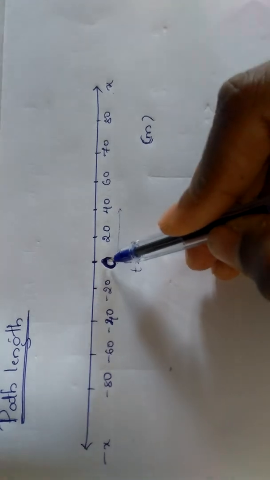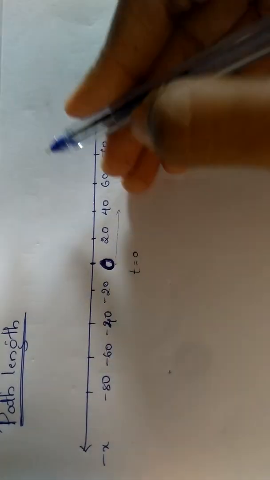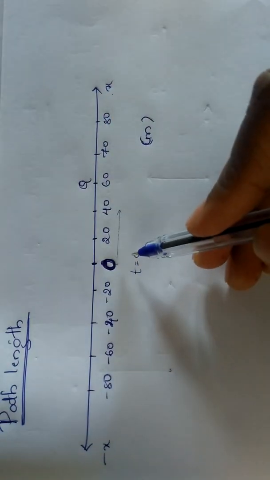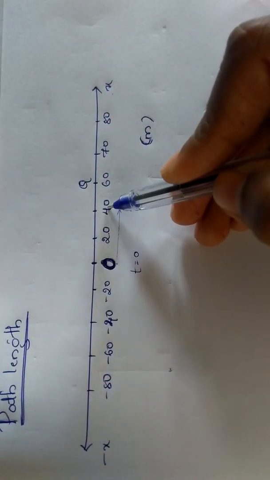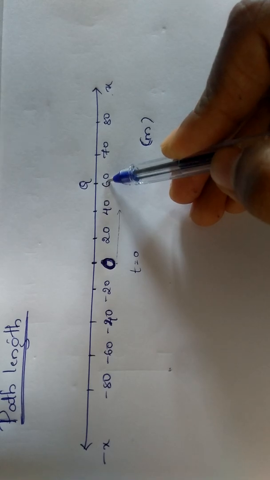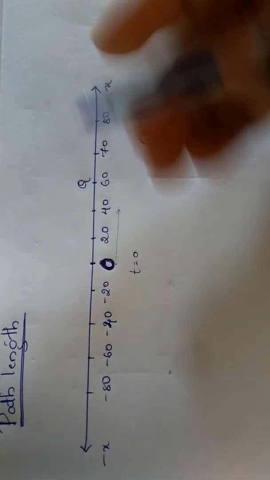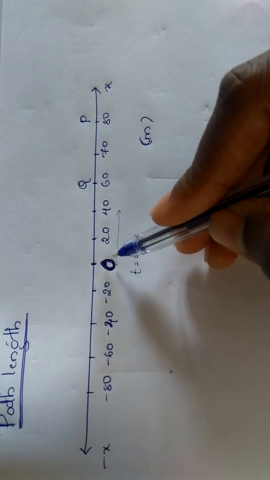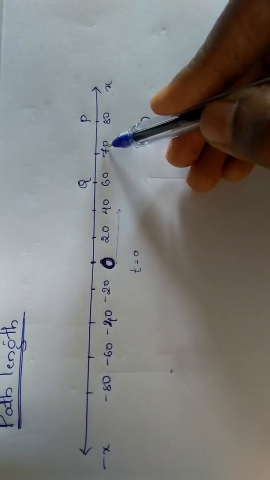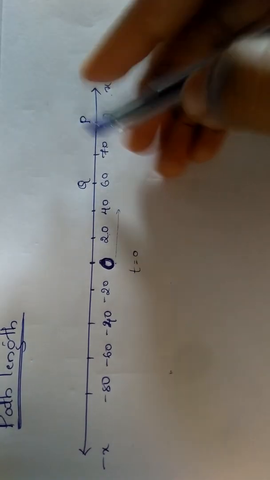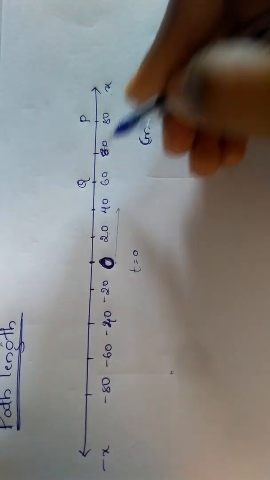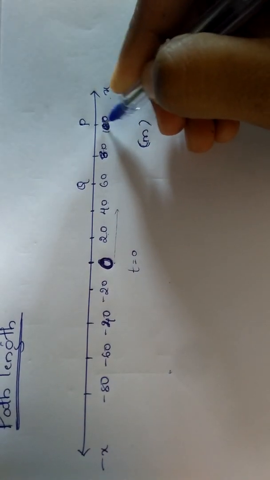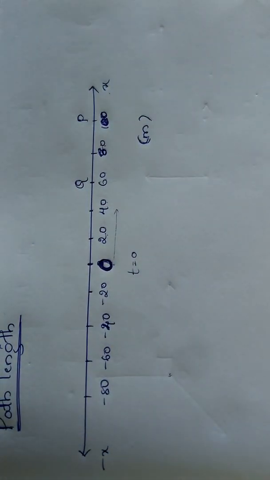So if it goes from position 0 to, say for example, position Q, it covers how much distance? 20, 40, 60 meter distance. So if the particle from the origin moves to the position P, then it covers how much distance? It covers 20, 40, 60, 70. Oh no, this should be 80. This should be 100. So 100 meter distance.